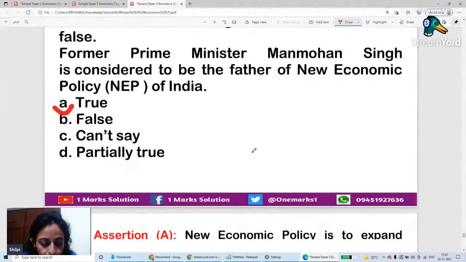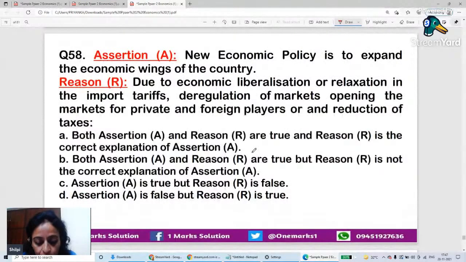Question number 58. Assertion says new economic policy is to expand the economic wings of the country. What is new economic policy? It was supposed to expand the industrial sector, the production of the commodities in our country by introducing the policy of liberalization, privatization, and globalization. So this is true. Reason says due to economic liberalization or relaxation in the import tariffs, deregulation of markets, opening the markets for private and foreign players, or the reduction of taxes. Yes, this is also true, and this is correctly explaining the assertion. So we will go for option A.